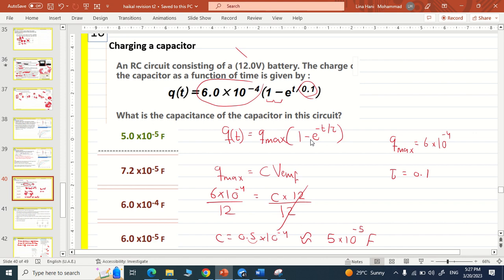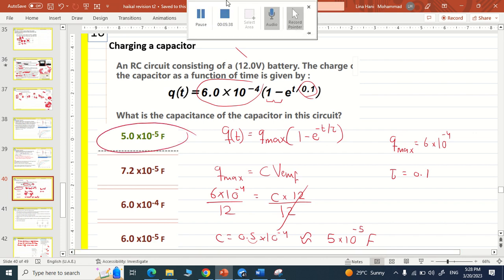Just move the decimal point one place to the right, and when you're moving it to the right, this one's getting higher, so this one must be getting smaller. So what's smaller than -4? It's -5. So the capacitance is 5 times 10 to the negative 5 farads.